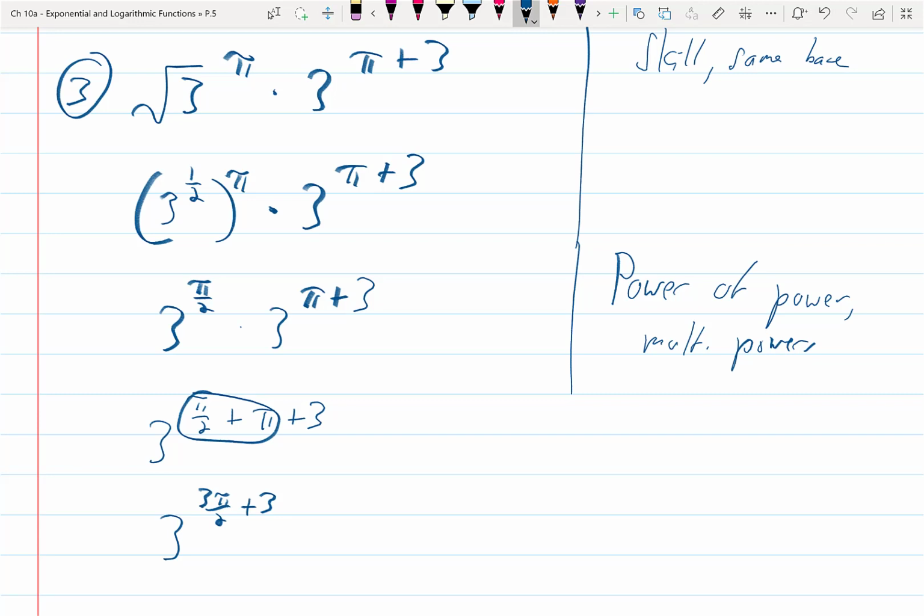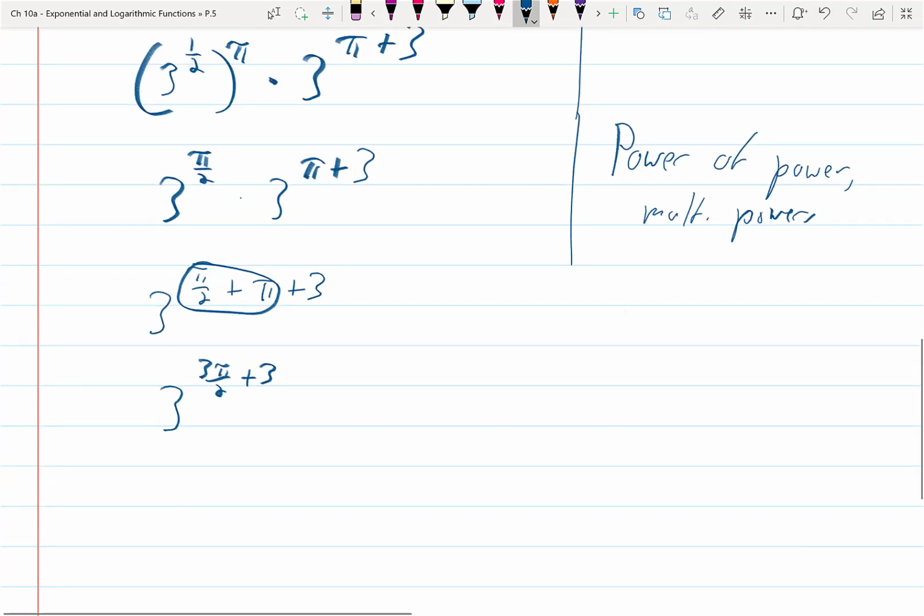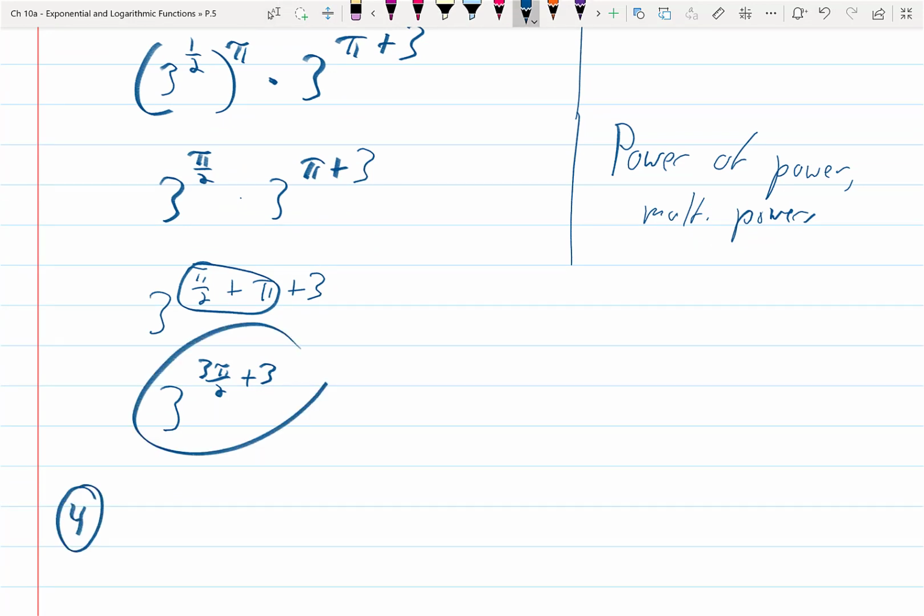It's basically just adding what's 1/2 plus 1. Is it okay if I write 3 halves pi plus 3? That's fine. And then that's it. That's how you figure it. Yeah, this would be a simplified answer.